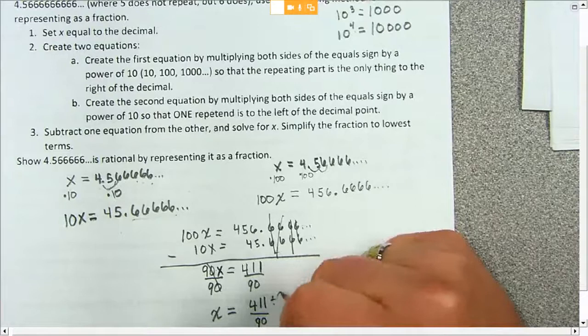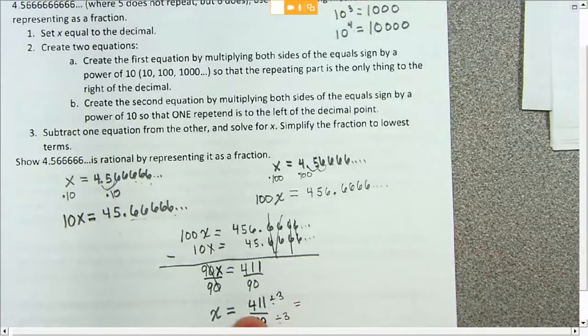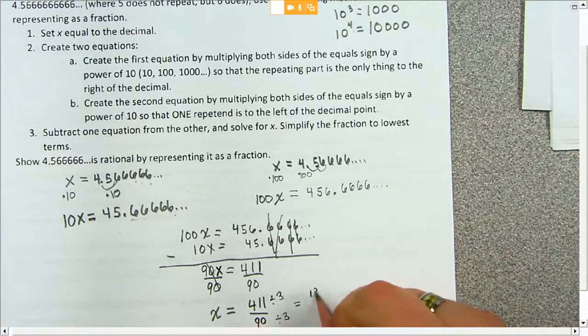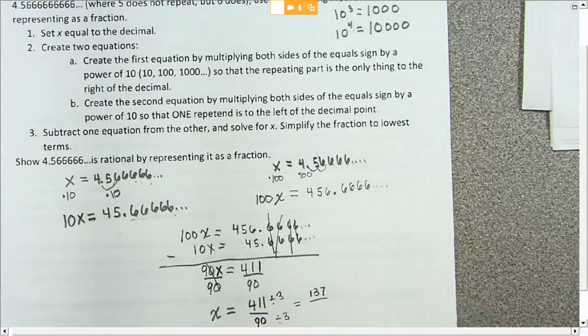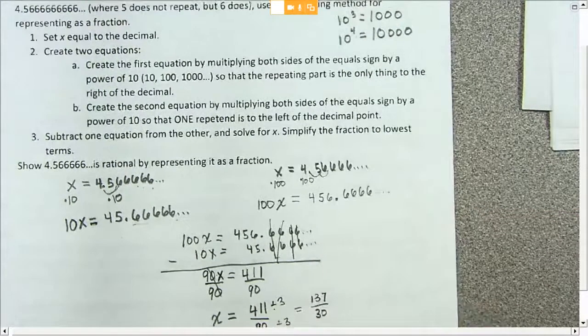I can divide both of these by 3. So you don't think you can divide 411 by 3, do you? But you can, and I'll tell you the reason why later on. So 411 divided by 3 is 137, and 90 divided by 3 is 30. And I think that's it.